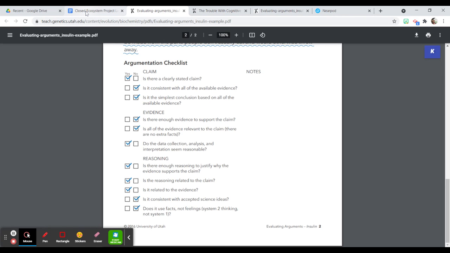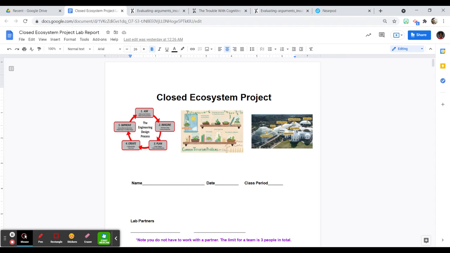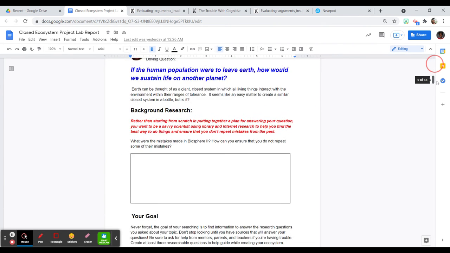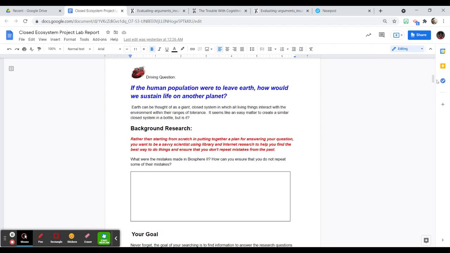Next thing I want to explain before it is time for us to say goodbye is today you will be handed out your closed ecosystem project. You are going to be going on a journey here. And so the driving question that we're trying to figure out is, if the human population were to leave Earth, how will we sustain life on another planet?